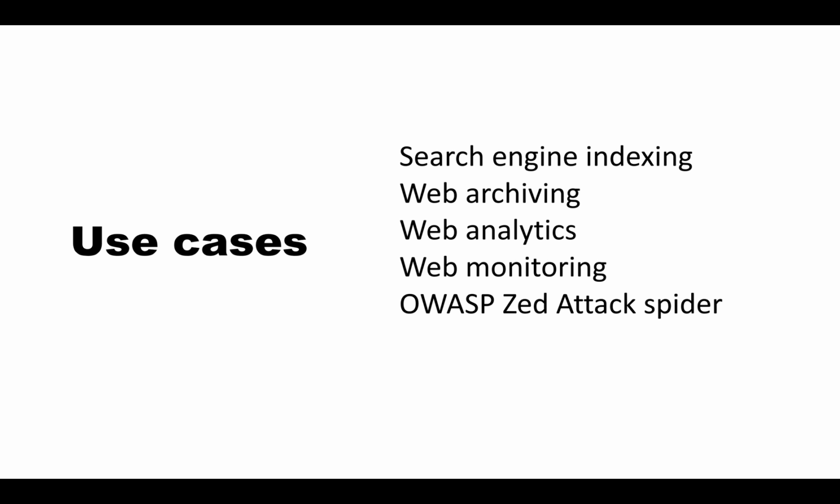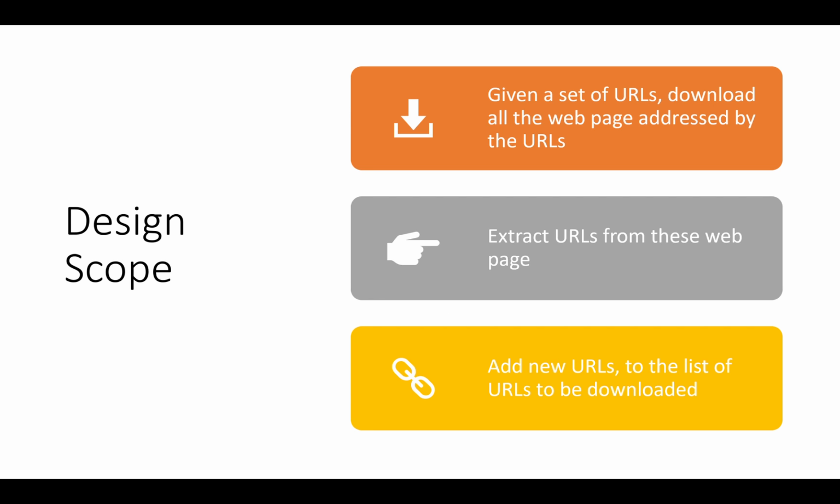Okay, next we will look at the design scope for this crawler. So what's the design scope? You have been given a set of URLs, and taking a URL, you want to go through a web page, extract all the URLs, and then add those URLs into the queue so that you can process them, right? And here you could do a DFS, a depth first traversal, or a BFS.